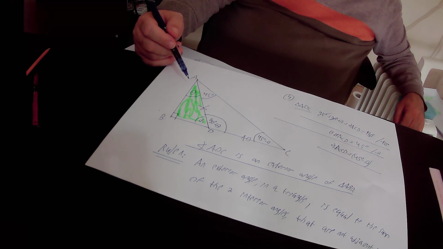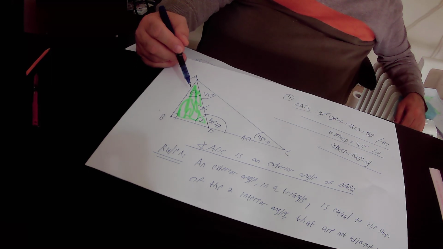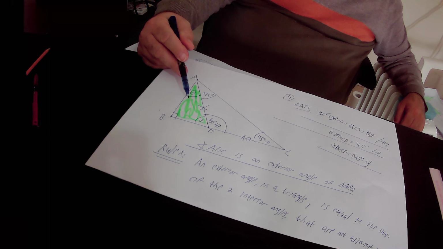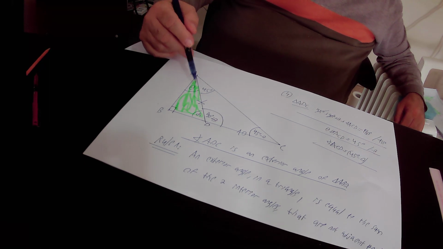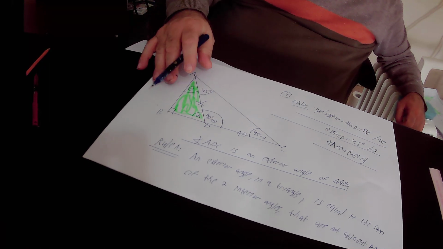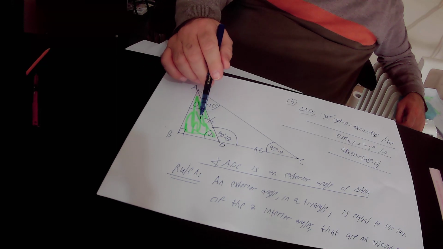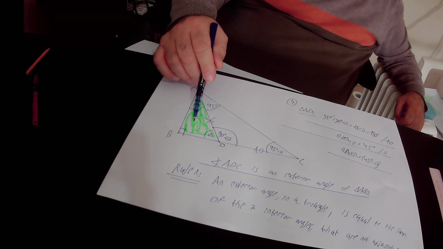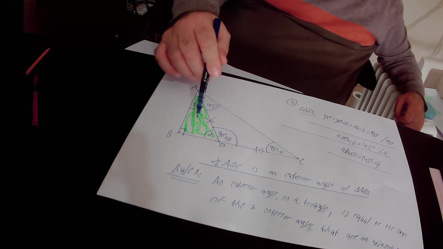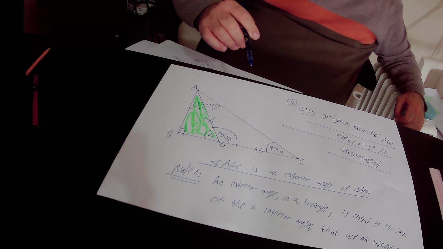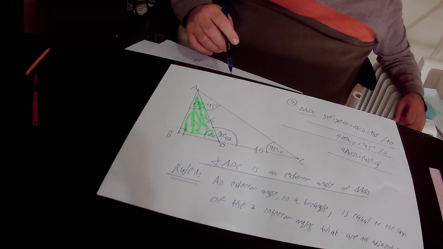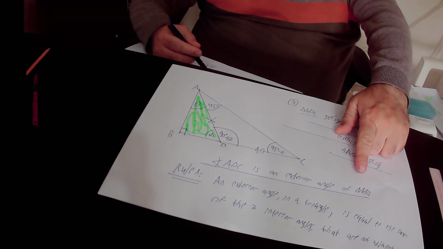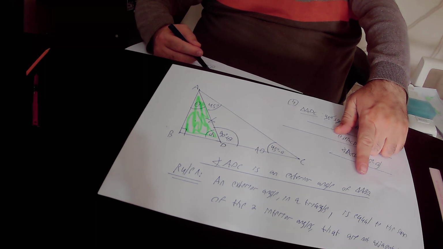And here, in relation to the right triangle, triangle ABD, angle ADC is an external angle. I'll repeat again, in relation to the right triangle, triangle ABD, ADC is an external angle of triangle ABD.